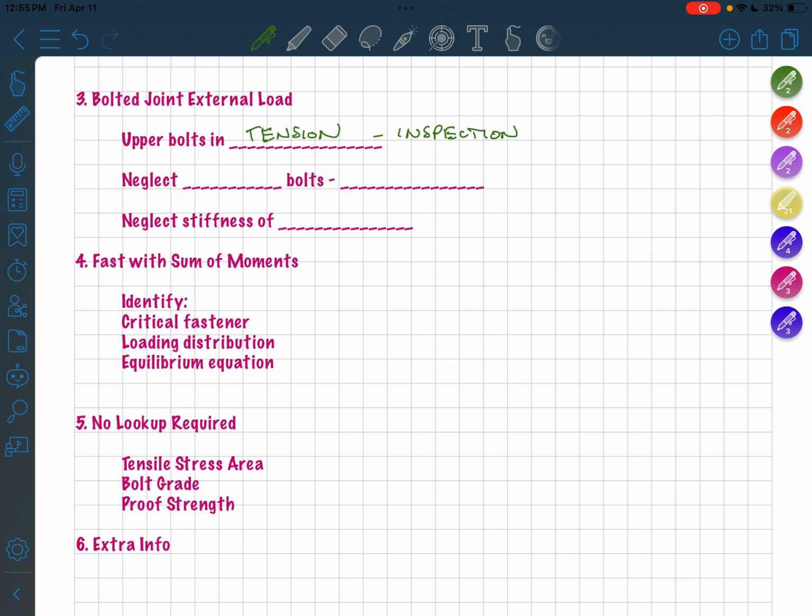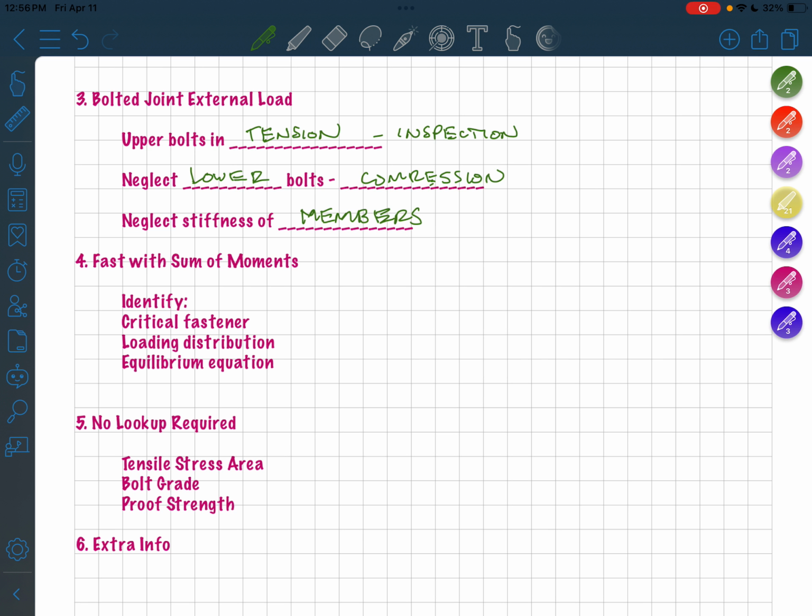We're going to neglect the lower bolts because they're in compression, and we need to know enough about bolts to know that they're not designed for compression. None of the topics in the machine design book are about bolts and compression. It's all about tension. And we're going to neglect the stiffness of the clamped members. So there's nothing in here about how much proportion of the external load the joint absorbs and how much the bolt absorbs. None of that here. All we're looking at is simple force.